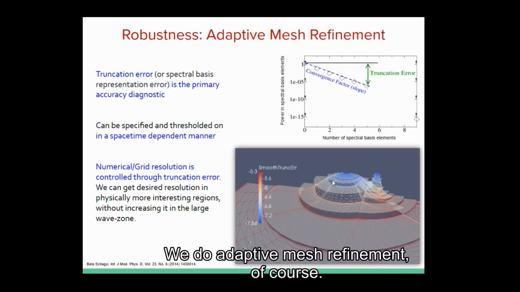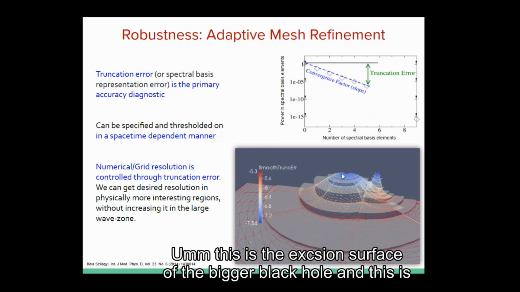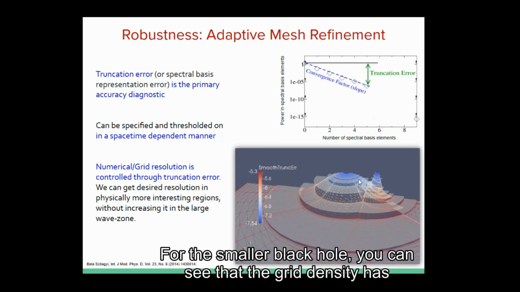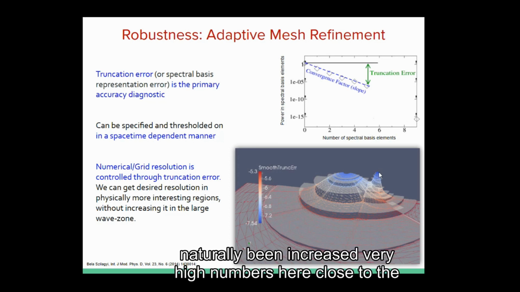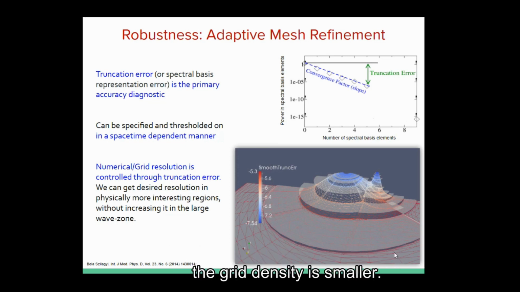We do adaptive mesh refinement, of course, and here is a picture of the mesh density, where the color is also density. This is the excision surface of the bigger black hole, and this is a very, very small excision surface of a smaller black hole. And you can see the grid density has naturally been increased to very high numbers close to the black holes. Away from the black holes, the grid is naturally less dense. But naturally, and through an adaptive mesh treatment.